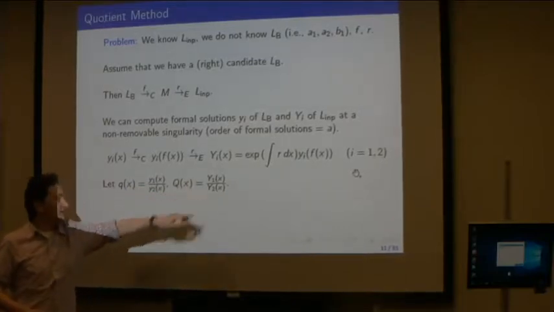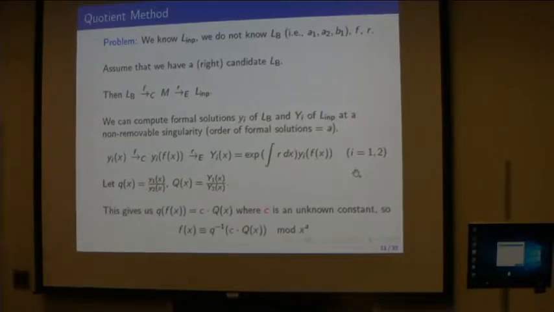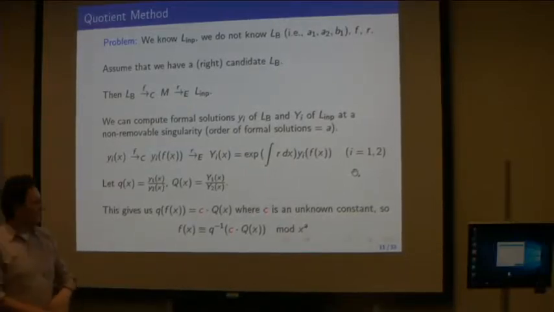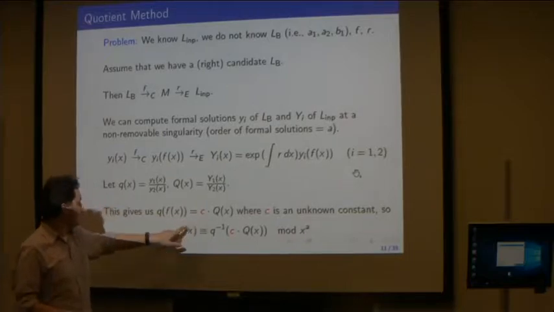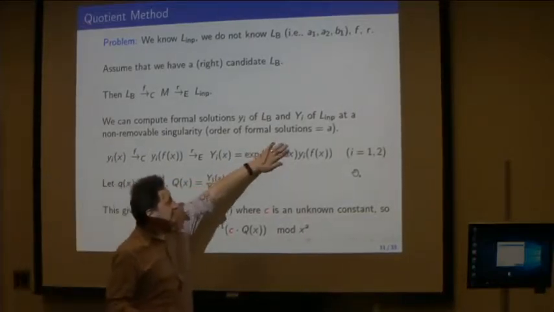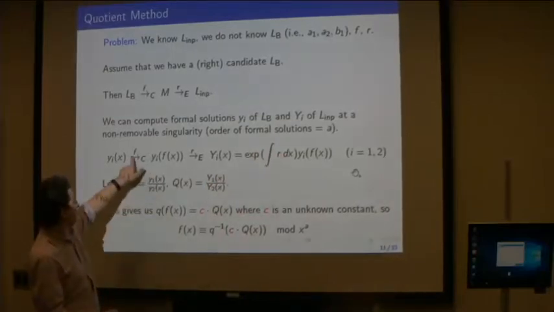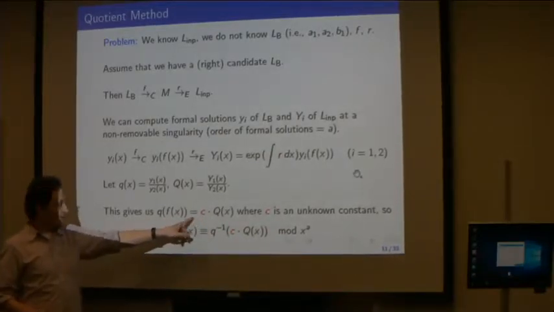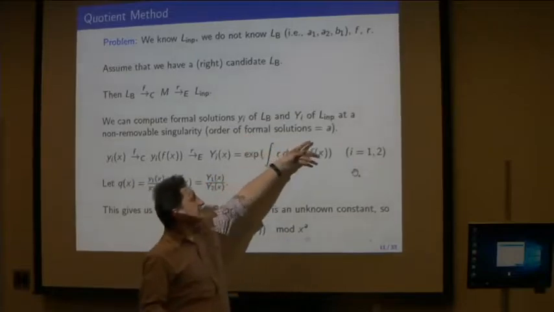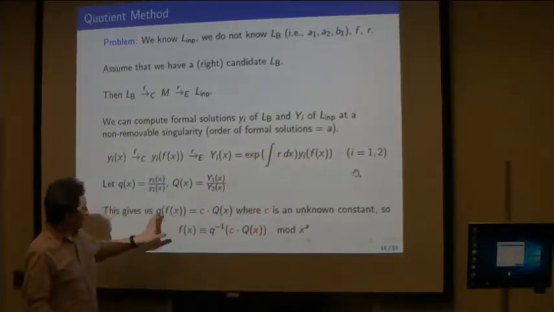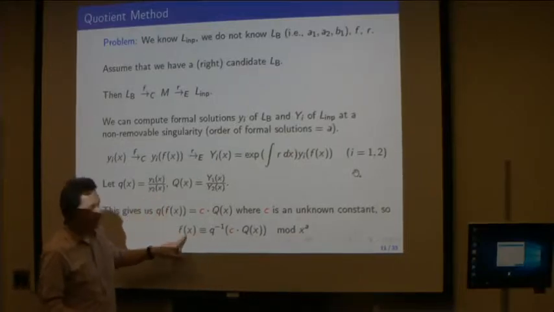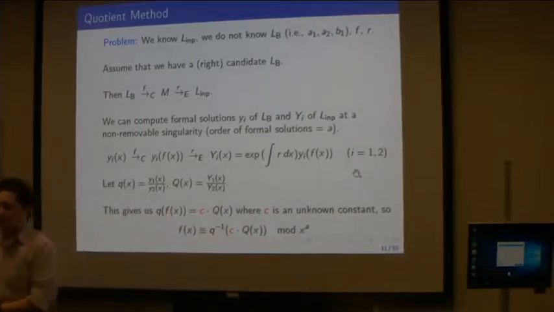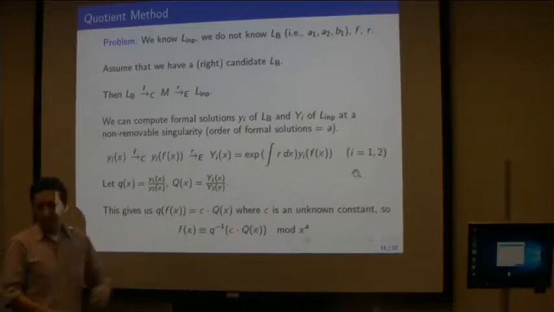But actually these quotients are unique up to a constant, so this constant will appear there. We choose a non-removable singularity, and these quotients will be unique up to a constant. After taking the quotient, this product will disappear, and we will only have the effect of the change of variable transformation. So now we have this formula with an unknown c in it. These are series modulo x to the a. From this formula we have a formula for f of x, which is given by q inverse of c times q of x modulo x to the a. So now we have some kind of information about our pullback function.